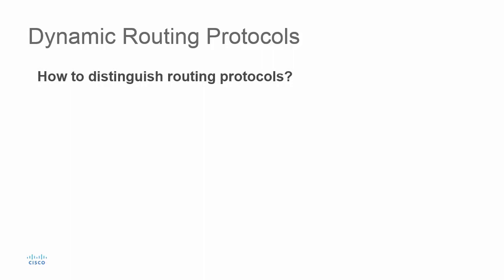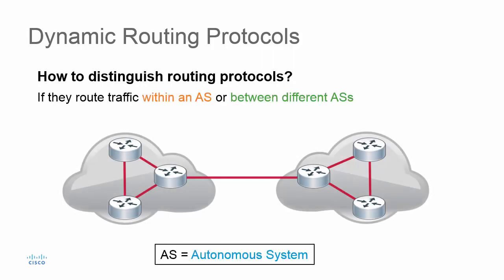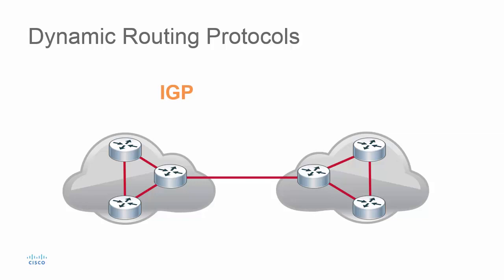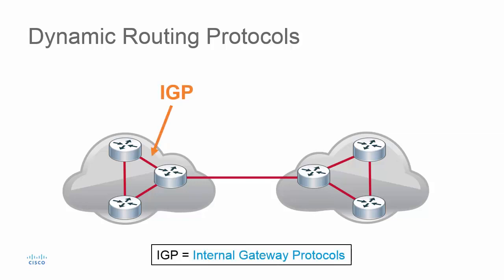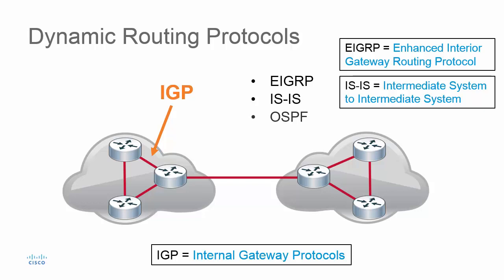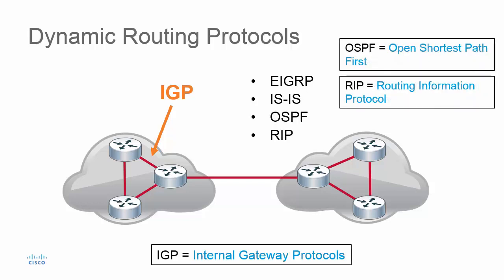You can also distinguish between routing protocols based on whether they route traffic within an autonomous system or between different autonomous systems. An AS, otherwise known as a routing domain, is a collection of routers under a common administration or a service provider network. Interior gateway protocols, or IGPs, are used to exchange routing information within an AS. Common IGPs are, let's say, EIGRP, IS-IS, OSPF, and RIP. You would use these protocols in a typical enterprise network environment.